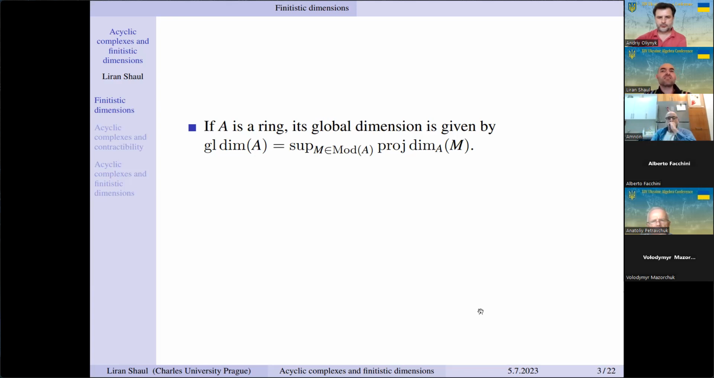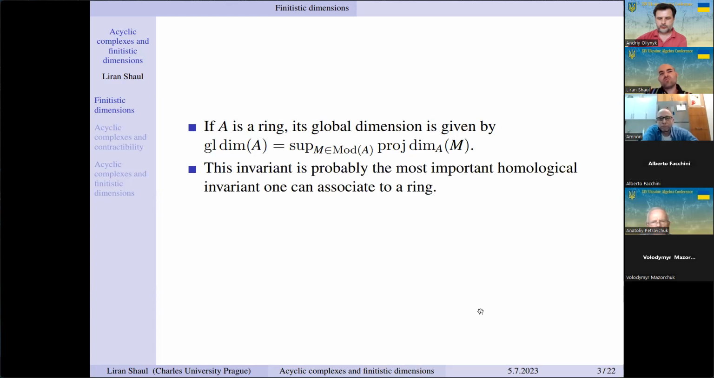Usually the way to measure how complicated the homological algebra of a ring is, is by introducing the global dimension. So I look at all A-modules, compute the projective dimension, and ask what the supremum of this is. This is probably the best homological invariant we have to measure how complicated a given ring is. But the problem is that often this is infinite, even in nice cases.